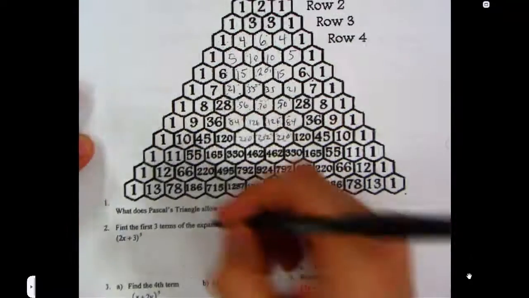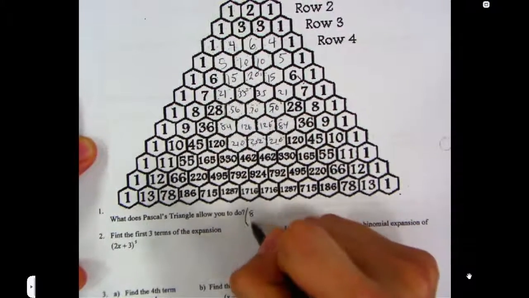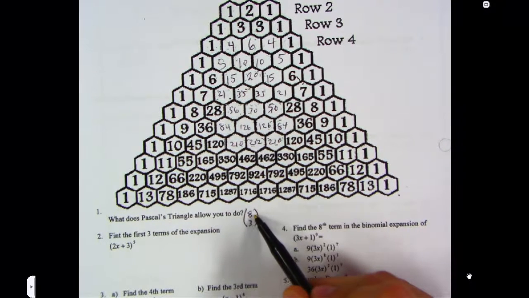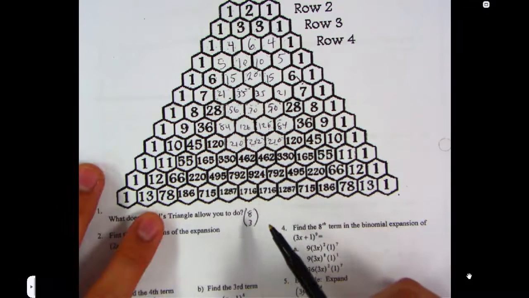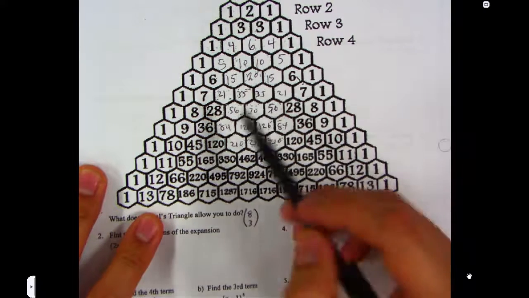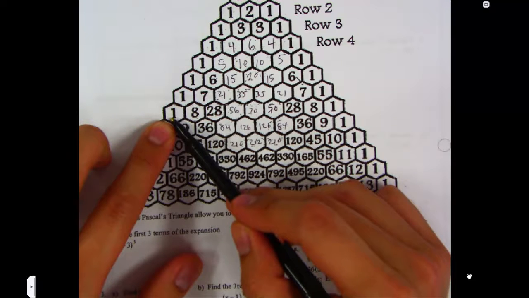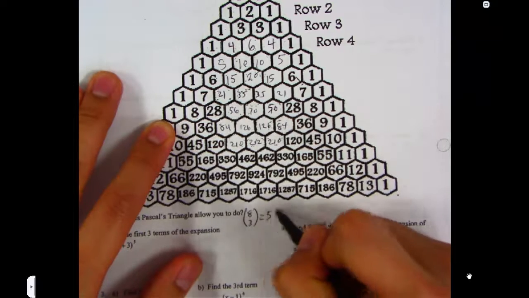Okay, so what does Pascal's triangle allow you to do? So, for example, 8 choose 3. You know how we write these numbers here? Pascal's triangle allows you to figure this number out really quick. 8 combination 3. So basically, you go to the row with 8. So which one says 8? Like 1, 8. 8 right here, right? And then you remember you start at 0 here. So 0, 1, 2, 3. So 8 choose 3 is 56.